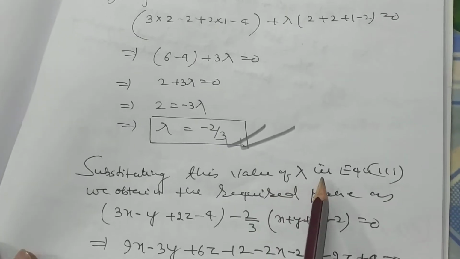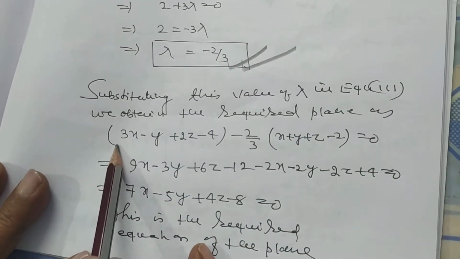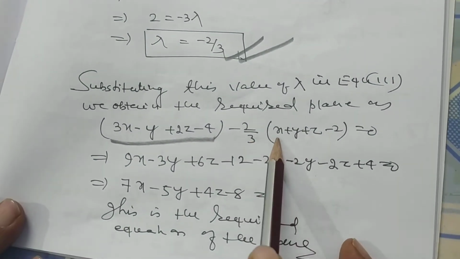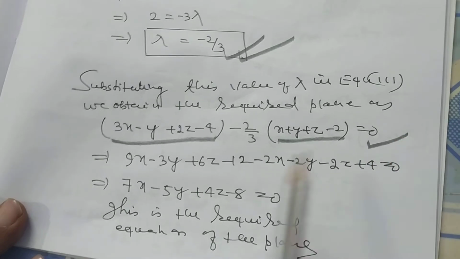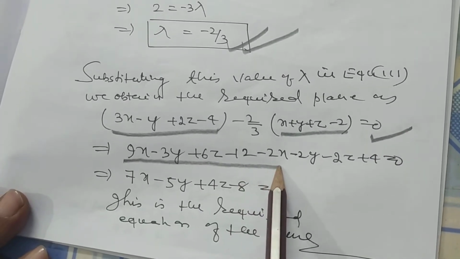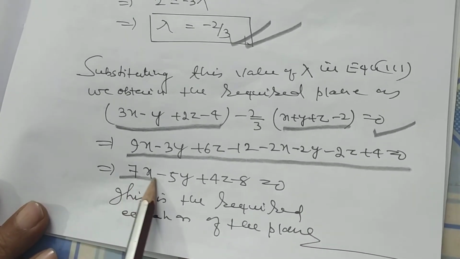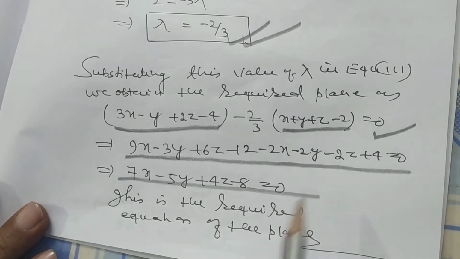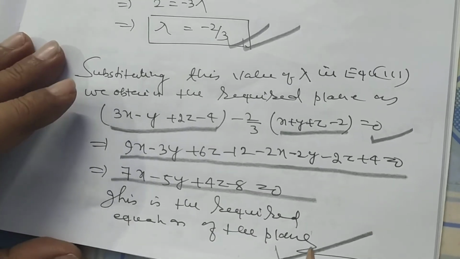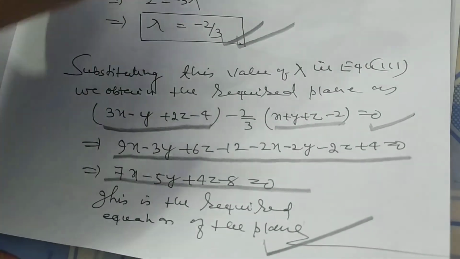Substituting this value of lambda in equation 3, we obtain the required plane as 3x minus y plus 2z minus 4 minus 2 by 3 times (x plus y plus z minus 2) is equal to 0. It will be 9x minus 3y plus 6z minus 12 minus 2x minus 2y minus 2z plus 4 is equal to 0, and it will be 7x minus 5y plus 4z minus 8 is equal to 0. This is the required equation of the plane. So this is very important. You can solve so many problems based on this concept.